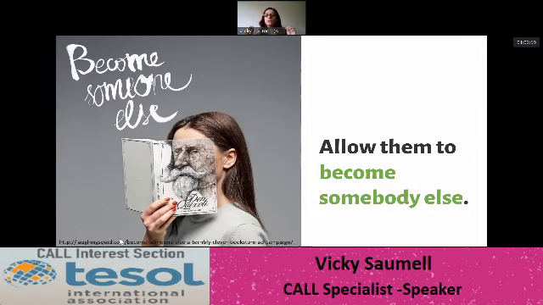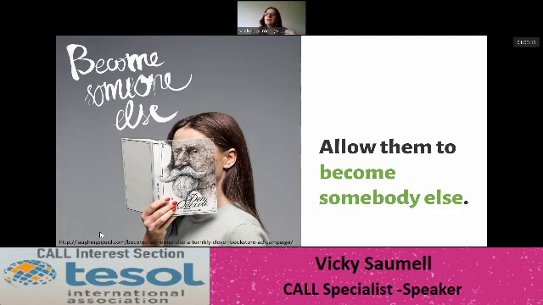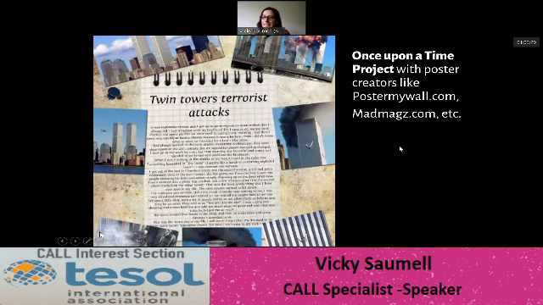The last is to allow them to become somebody else. We said it's great to allow them to express themselves, but I also believe that they are themselves 24 hours a day. And some of them have very hard lives, and it's hard to be themselves 24 hours a day. So we could give them kind of an escape if we can allow them to become somebody else at times. So let's have a look at some ideas.